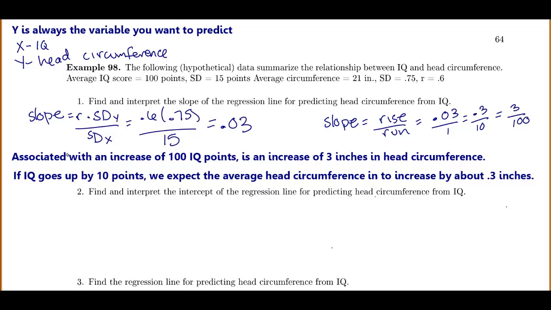So we can't say that if the IQ goes up 100 points, then your head will increase by 3 inches in circumference, because it might not be cause and effect. So instead we just say associated with. This is all just working on average. If the IQ goes up by 10 points, we expect the average head circumference to increase by about 0.3 inches. This doesn't necessarily tell us what's going to happen for individual people, but we can predict on average what might happen.